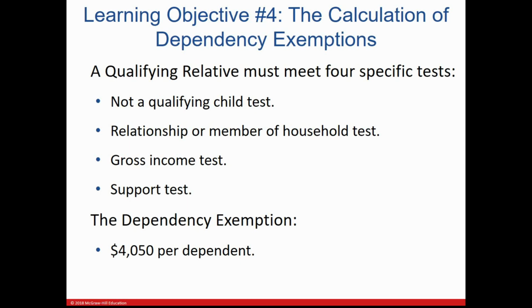Then there's the qualifying relative. Here only 4 specific tests must be met. First of all, you can't be both a qualifying child and a qualifying relative, so the dependent would have to be one or the other. If a person passes as a qualifying child, there would be no need to test for a qualifying relative. But if they don't meet all those tests for a qualifying child we talked about earlier, then we can test for a qualifying relative to see if we can claim them as a dependency exemption.